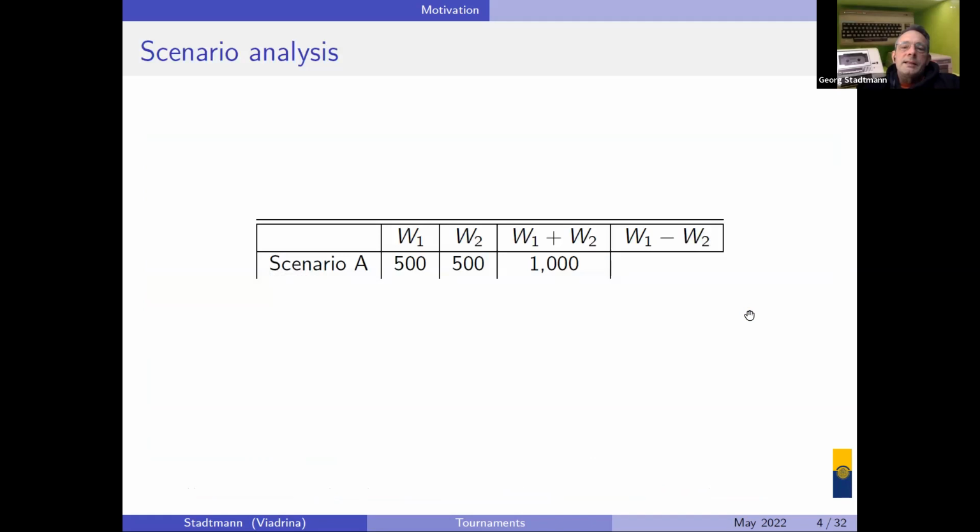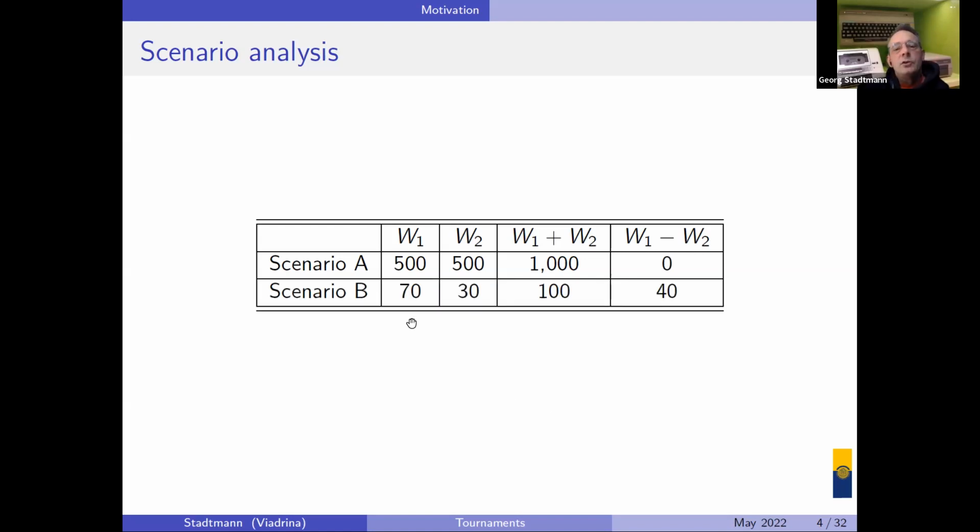Let's come up with one numerical example also in the motivation of this lecture. Let's assume that in one scenario we have an overall prize money of 1,000 euro, and 500 goes to the first place and 500 goes to the second place. The overall prize money, which we also call the purse, is W1 plus W2. The sum of the prize money is equal to 1,000, but the difference is equal to 0.